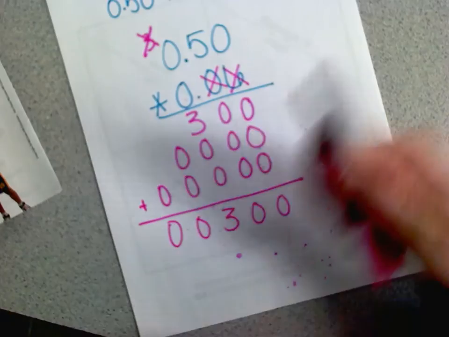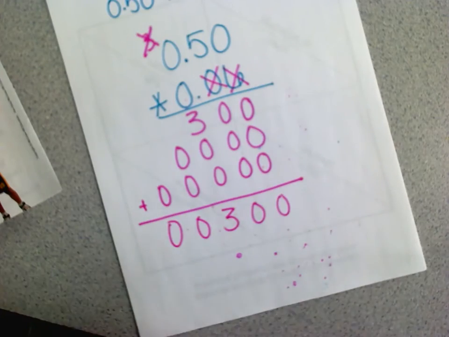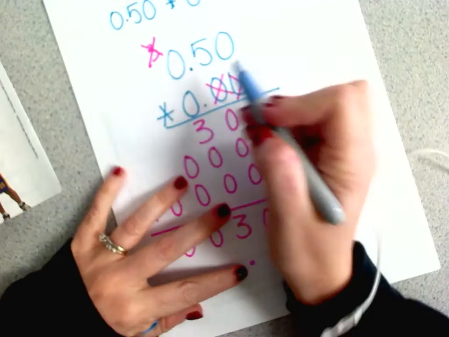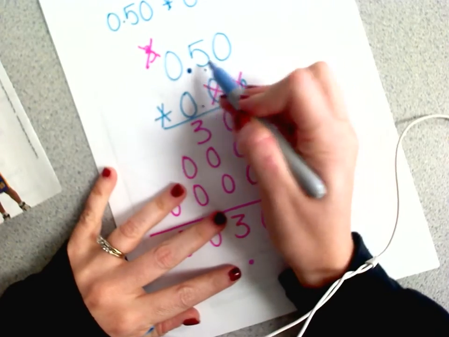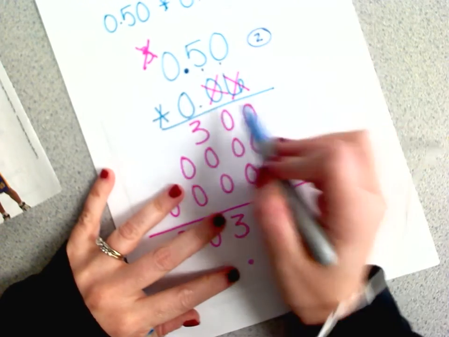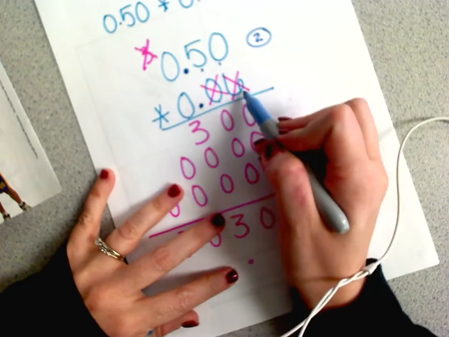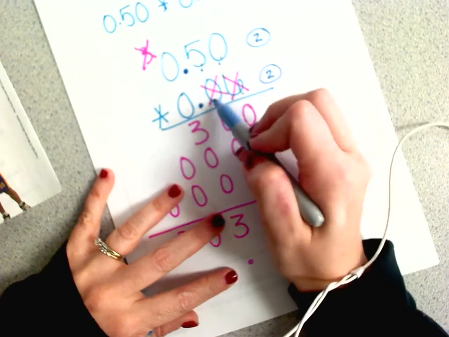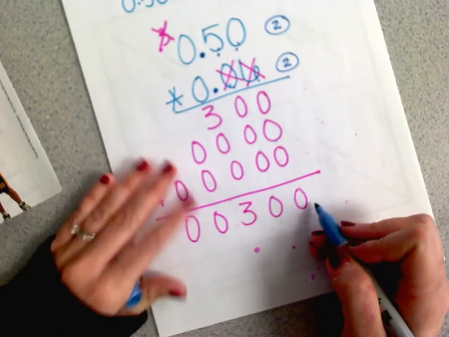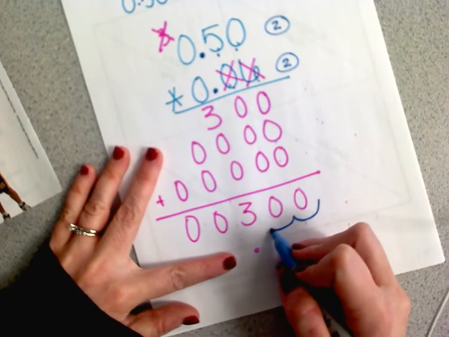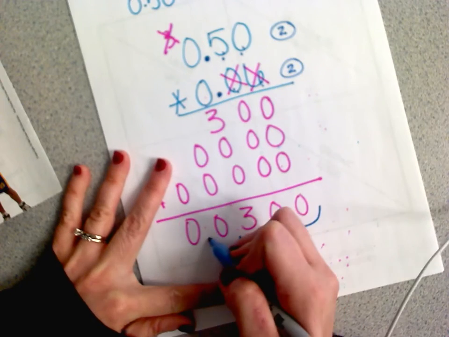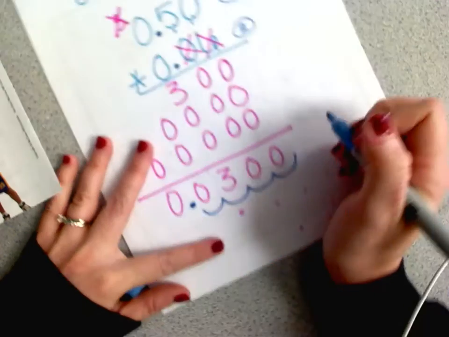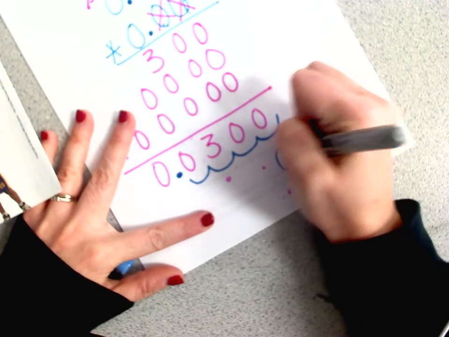Okay. Now we count. How many places were there to the right of the decimal points here? Here is a decimal point, and we have 2 digits. Here's a decimal point, and we have 2 digits here. 2 plus 2 is 4. So we hop back into the problem: 1, 2, 3, 4.